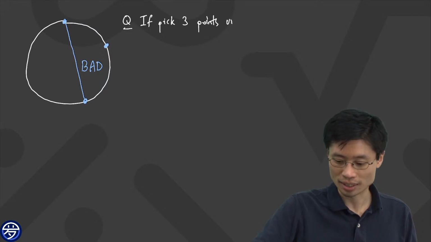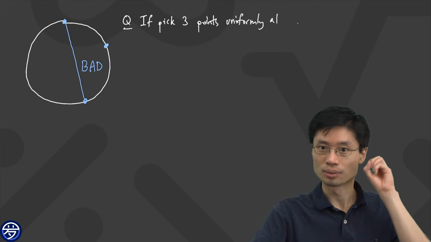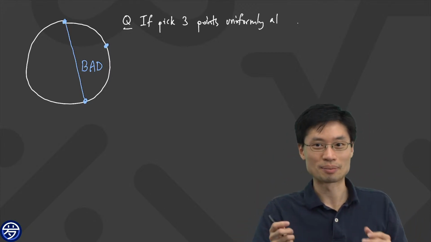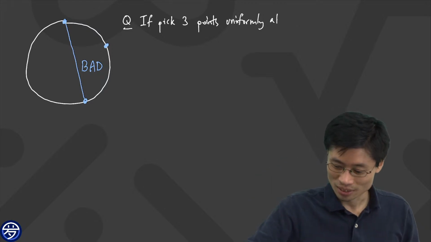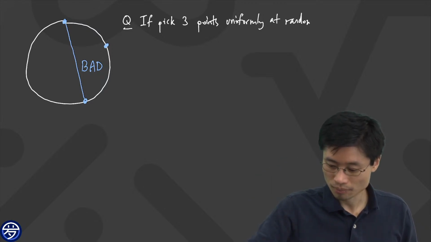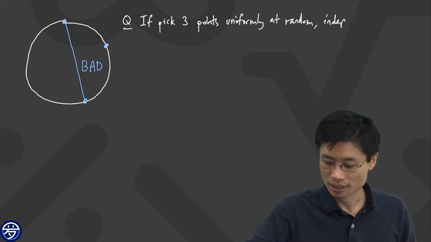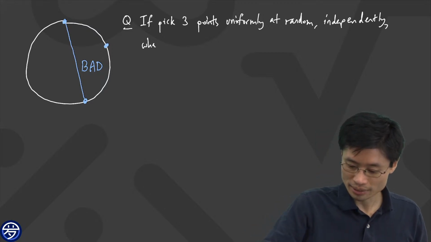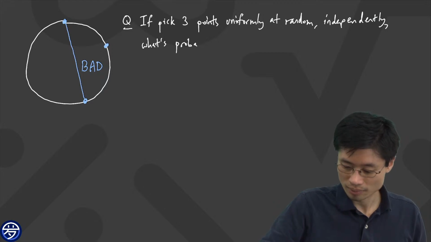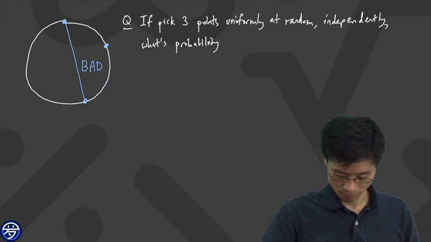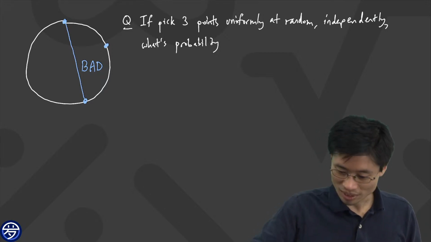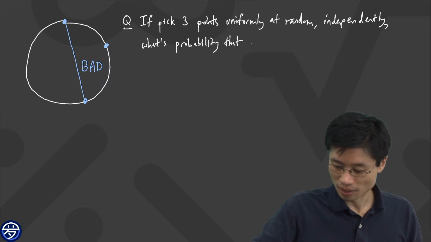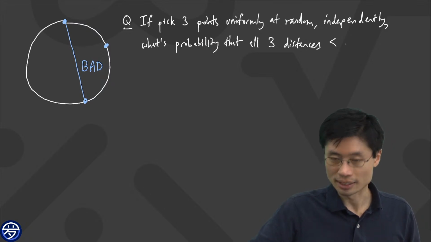So the question is, if you pick 3 points at random, and I'm going to give some words now, uniformly at random. Uniformly at random means that you pick one anywhere on the surface where everywhere is about the same likelihood, and then we just do it 3 times. And independently means that each decision doesn't affect the next one. What's the probability that all 3 distances are less than the radius? Okay?